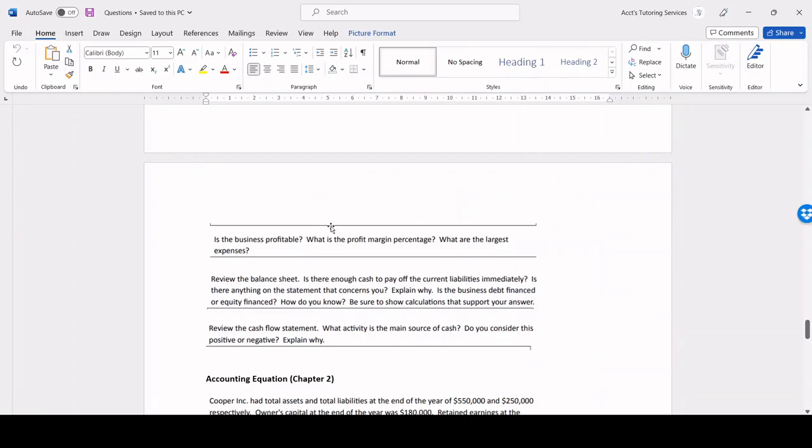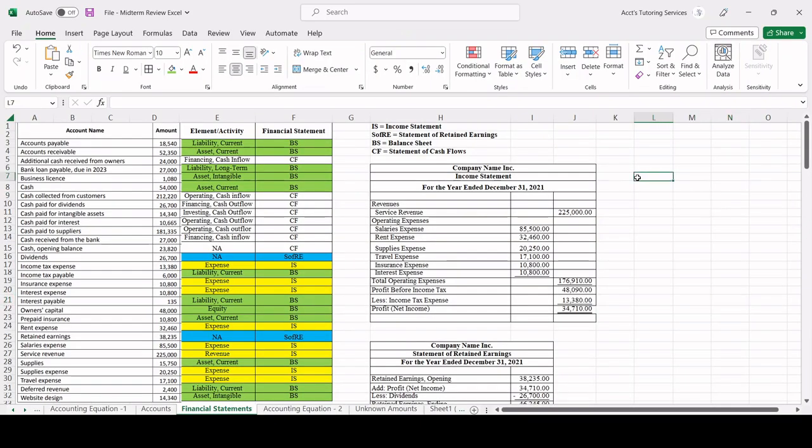And then the next question is, what is the profit margin percentage? So the profit margin percentage is going to be the profit divided by revenues. So in this case, profit is 34,710 divided by 225,000, and the profit margin percentage is 15.43%. That's a fairly high amount. However, you won't know with certainty unless you have something to compare with, either a benchmark figure, a prior year's figure, or a competitor's number. However, the higher this ratio, the better.